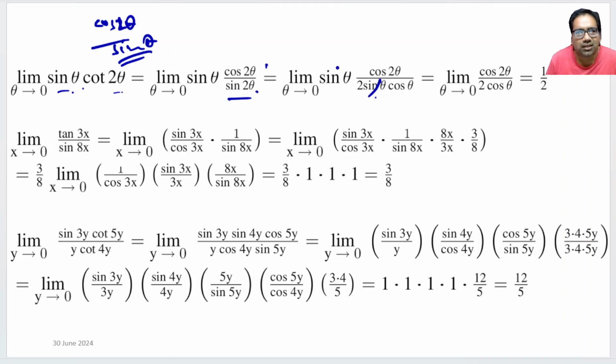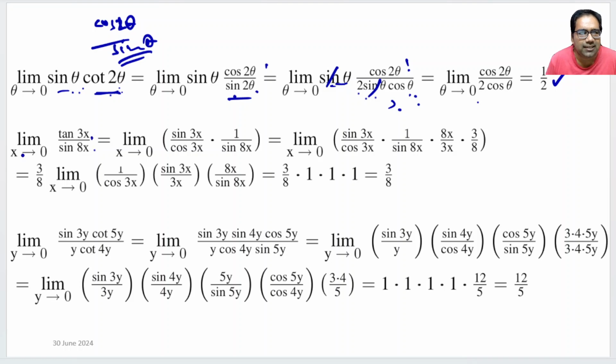So we will cancel this. We will be left with cos 2 theta by cos theta. Theta we can directly substitute. This is equal to 1, this is 2 into 1, so which is equal to half. This is plain simplification to eliminate this sine theta from the denominator. For cot 2 theta, we got a sine 2 theta, and then we have sine theta in the numerator. That's why we expand it as 2 sine theta cos theta.